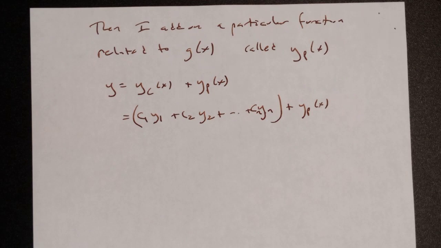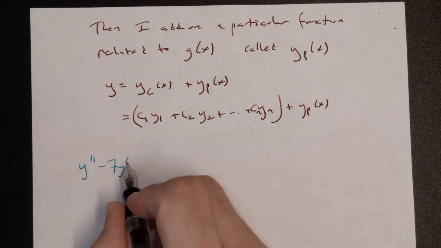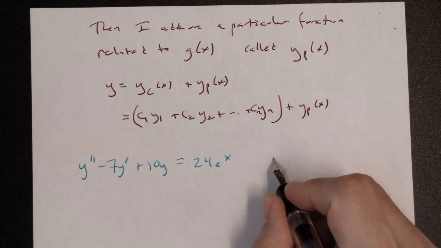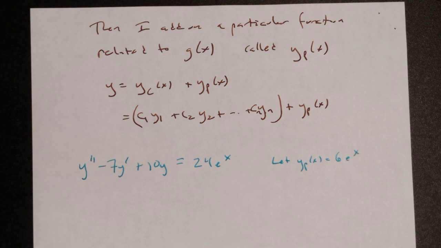Let me go back to the problem we were just looking at. Y double prime minus 7y prime plus 10y, only this time, instead of being equal to 0, I'm going to set that equal to 24e to the x. Here is a function, 6e to the x. Please notice that if you plug that function in, it works.